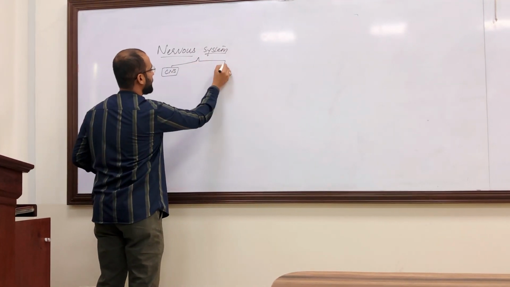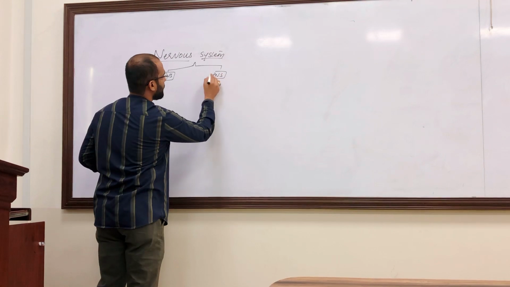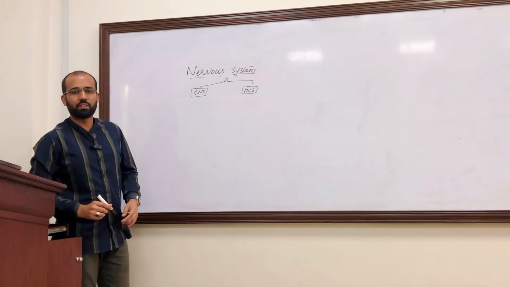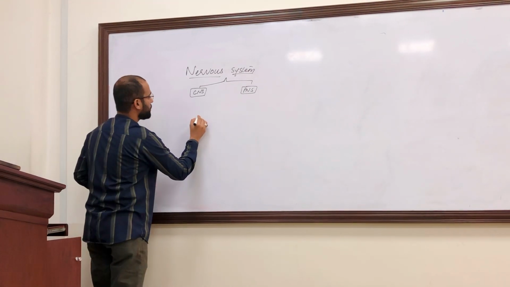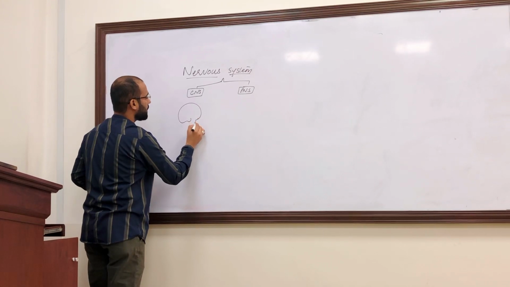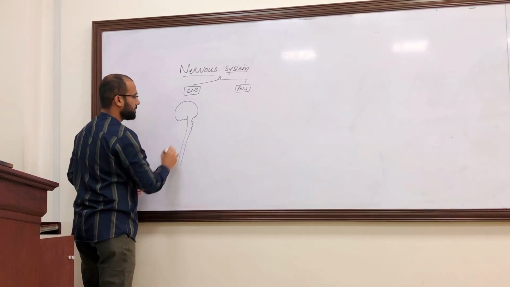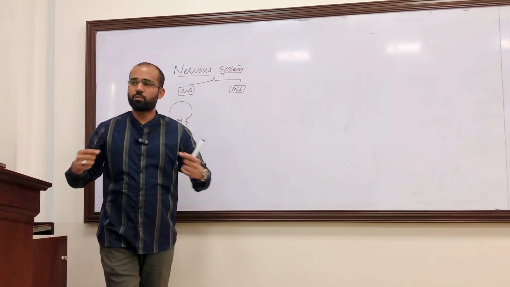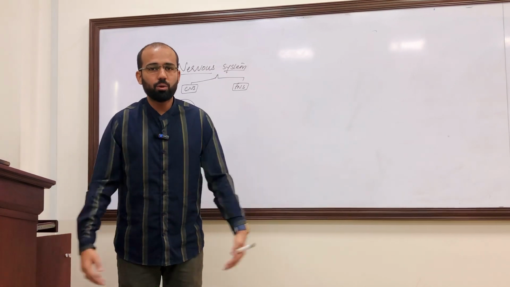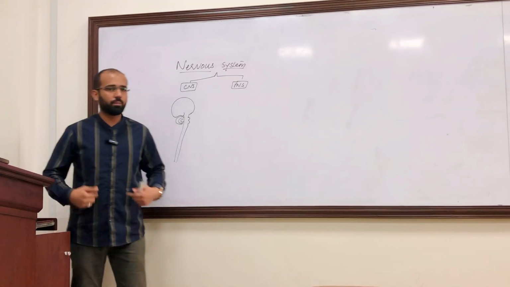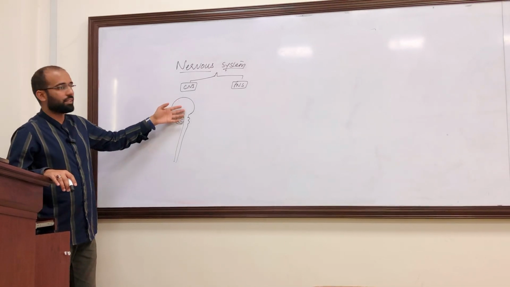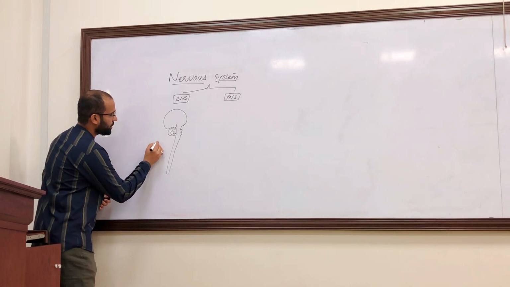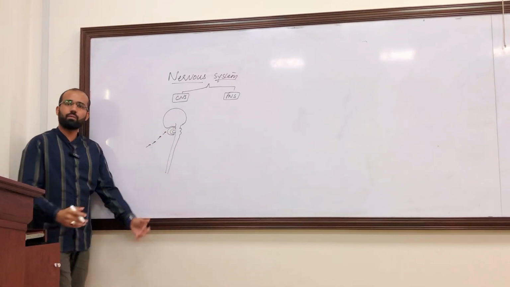CNS, the central nervous system, as well as PNS, the peripheral nervous system. So what does the central nervous system do? The central nervous system includes your brain and spinal cord. It perceives the information, it collects the information from the environment or from the body, through all the body and from the environment, either externally or internally.